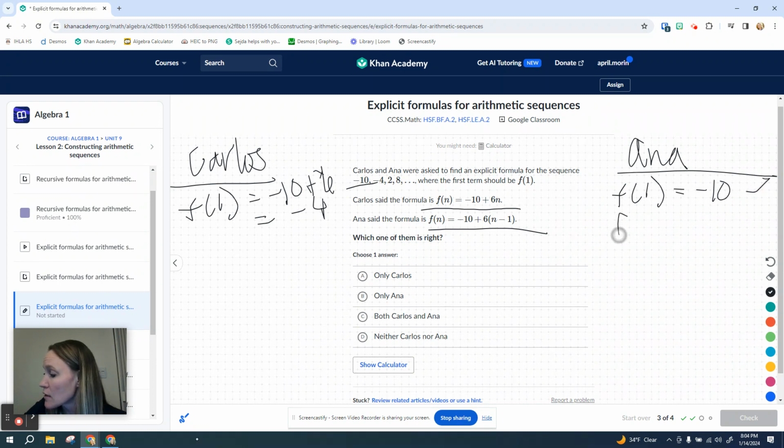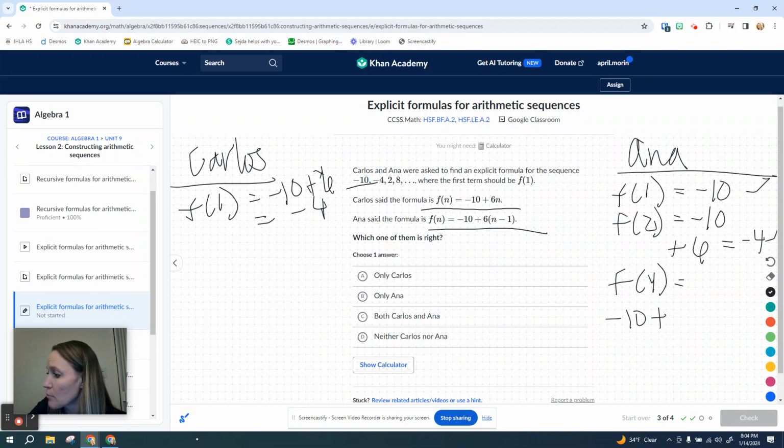Yes, that checks. So f of 2, does that check out? Negative 10 plus, so if I put in 2, 2 minus 1 is 1. So I have 6 times 1, so that's plus 6. So that should equal negative 4. So is that right? Yes, that one checks. And then let's go ahead and do f of 4, because it's the last one. Negative 10 plus 4 minus 1, that's 3. 6 times 3 is 18. So that means it would be 8. And yes, that checks out.